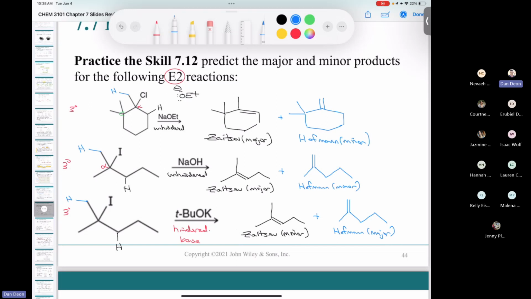All right? Give me a thumbs up if you're even like 60% of the way with me on this. Or does anybody have a question about one of these? Why do I get the Hofmann? Why do I get the Zaitsev?